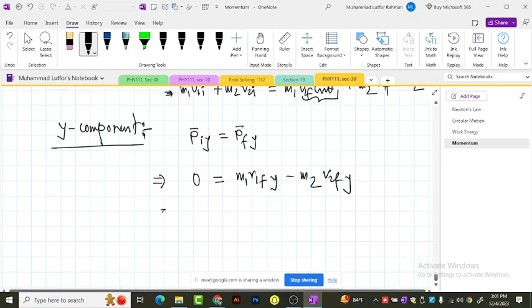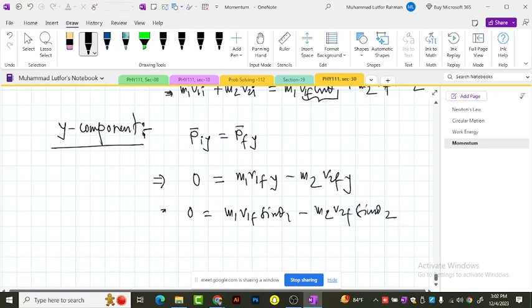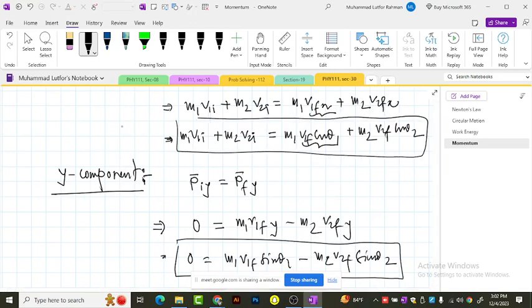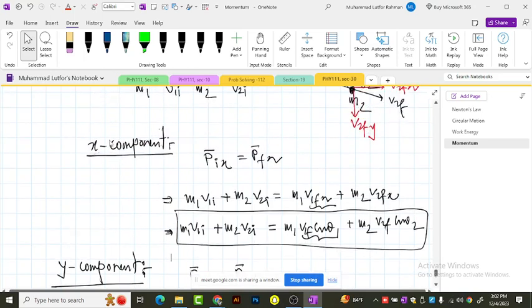Those are the components you can find out. Now this would be 0, I can write it should be m1 v1f sin theta 1 minus m2 v2f sin theta 2. Now I have two unknowns, v1 and v2, and I have two equations. This is one equation and there is another equation for x and y component. If I solve these two equations, I will be able to find out v1f and v2f. So those would be the velocities after the impact of these two objects.